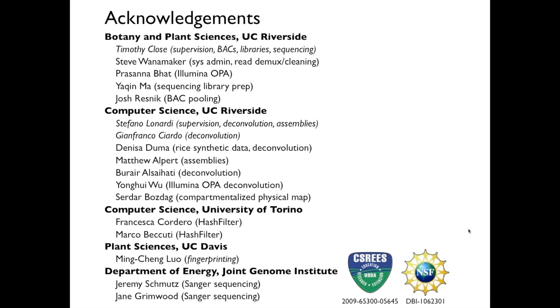At UC Davis, Chen Lu took care of the fingerprinting, high information content fingerprinting. And as we mentioned, several BACs were actually sequenced using Sanger by the Joint Genome Institute, and Jeremy Schmutz and Jane Grimwood were the people involved in this work. The support comes from USDA NIFA and NSF DBI.